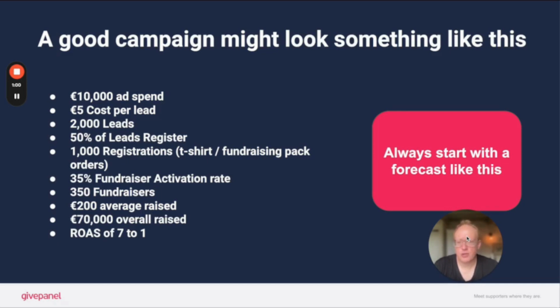If they raise €200 on average, and Ireland, I think, has won the most generous country award from GoFundMe for the last 5 years in a row, so the average fundraisers tend to be quite high in Ireland, which is great. That would be 70,000 overall raised, which is a ROAS of 7-1. So that's a very simple forecast.